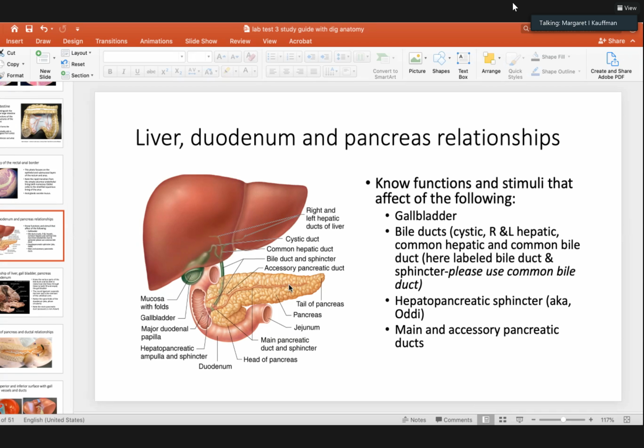So I believe I went through most of these structures last time, and I X'd out a few things that you don't need to know. But the main points I want you to focus on are not just what these things are, but what regulates them. So in lecture today, we learned a little bit about CCK. There's another hormone called secretin. And secretin is released, again, these are both released by the duodenum when food arrives.